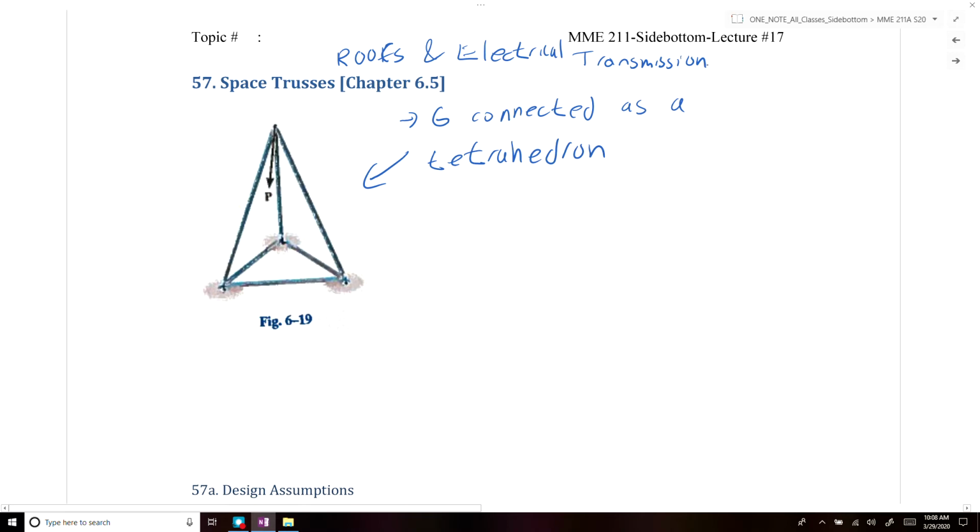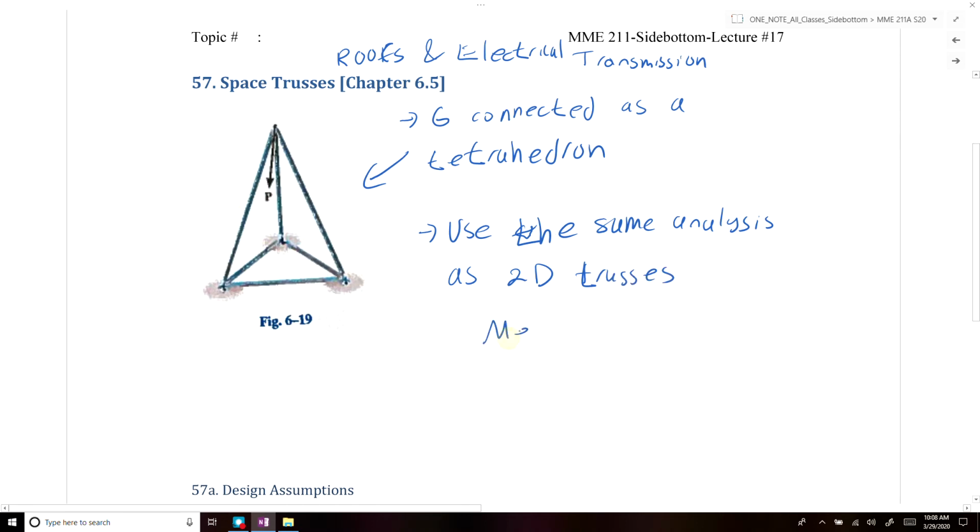So space trusses, even though they're in 3 dimensions, you can use the same analysis procedures as we have done in 2D. Alright, so we can still use the method of joints, and we can still use the method of sections.